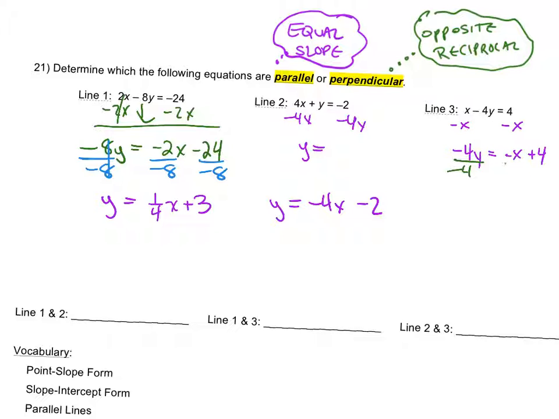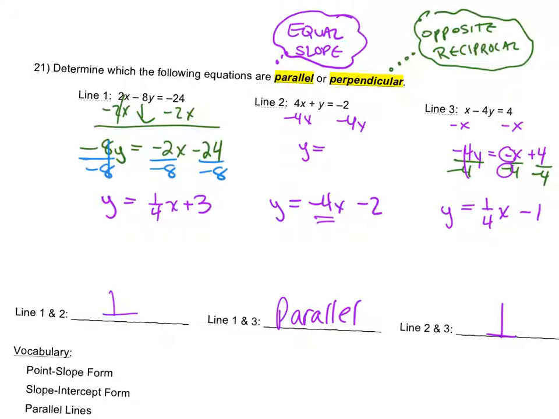Divide everything by -4. And I would get y equals a negative divided by a negative is a positive 1/4 x, 4 divided by -4 is -1. Now, I have 1/4 and I have 1/4. So lines 1 and 3 are parallel because they have the same slope. Lines 1 and 2 have opposite reciprocal slopes, so they are perpendicular. And lines 2 and 3 are also opposite reciprocal, so they are perpendicular. That's all they're asking for.